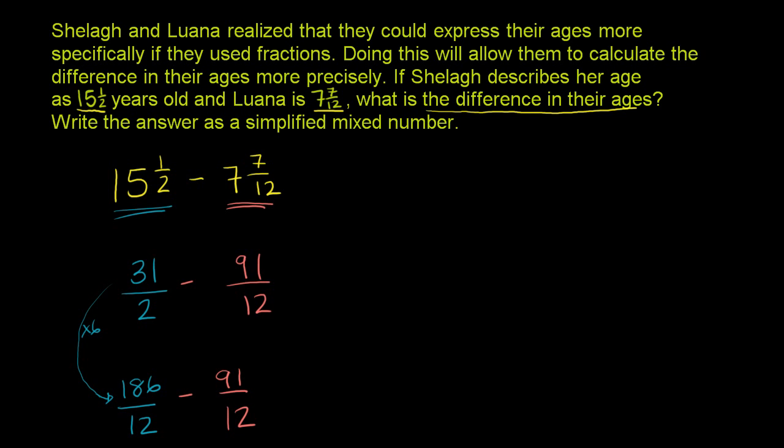So the difference in their ages is going to be, the denominator is going to be 12. It's going to be 186 minus 91, which is equal to, over 12. See, 186 minus just 90 would be 96. But we're subtracting 91, so it's going to be 95. 95, right? 6 minus 1 is 5. And then 180 minus 90 is 90. So that works out. So the way we've expressed it right now, it is an improper fraction, but they want us to write it as a simplified mixed number.